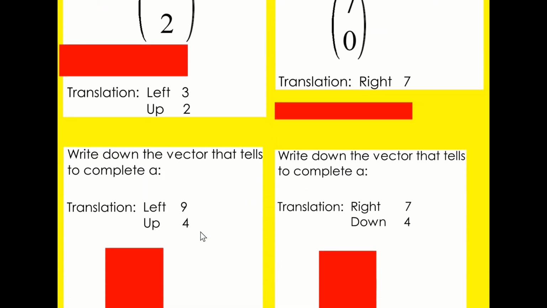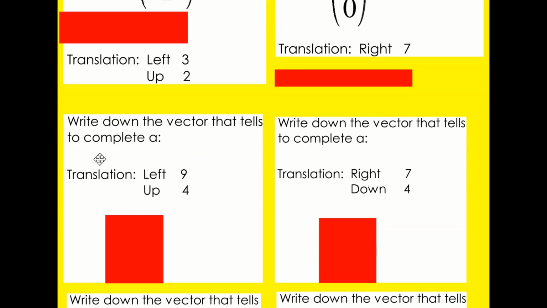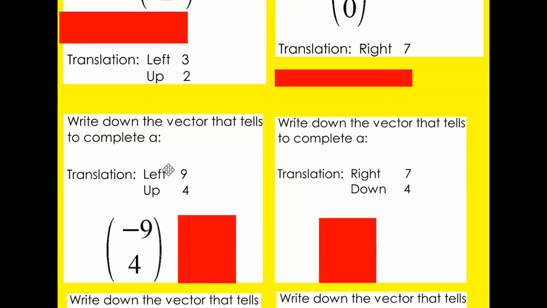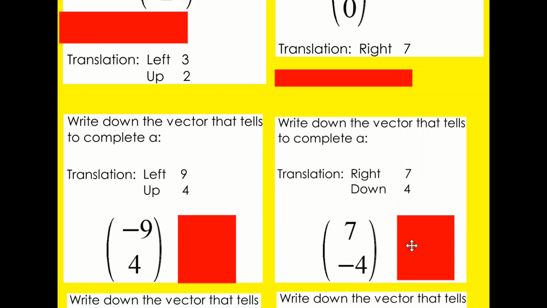Okay, flipping it around. How would you write a vector that tells you to complete a translation left 9 and up 4? It's -9, 4. And then this one. Moving to the right, so that's going to be positive. Down, so that's going to be negative. So it's going to be 7, -4.